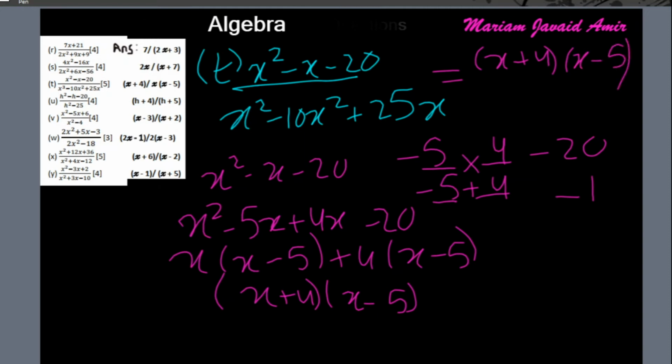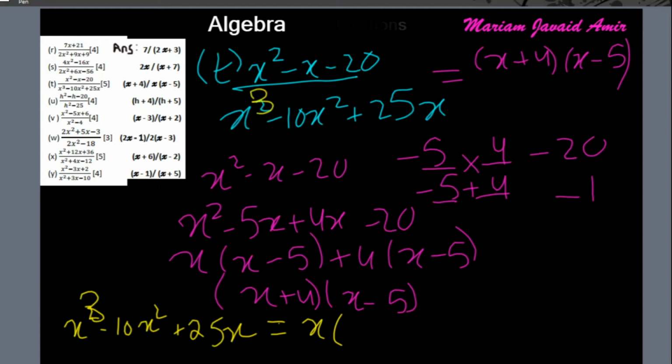Similarly, now let's factorize the denominator. So the denominator was x cube minus 10x square plus 25x. First thing first, notice x is common in all the 3 terms. Take that out of the bracket. Yes, this is x cube, not x square. So x times x square minus 10x plus 25.